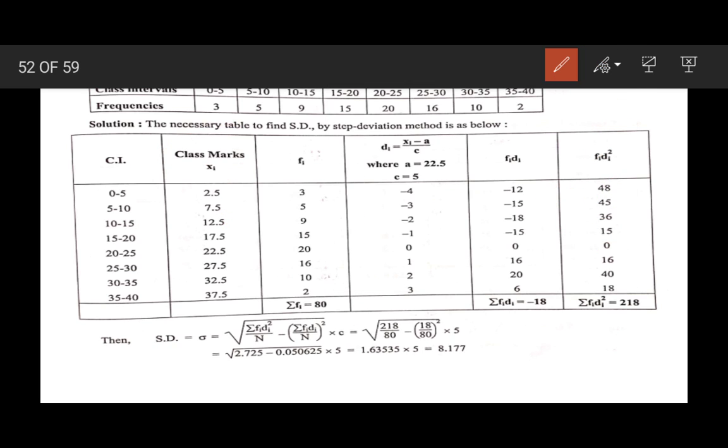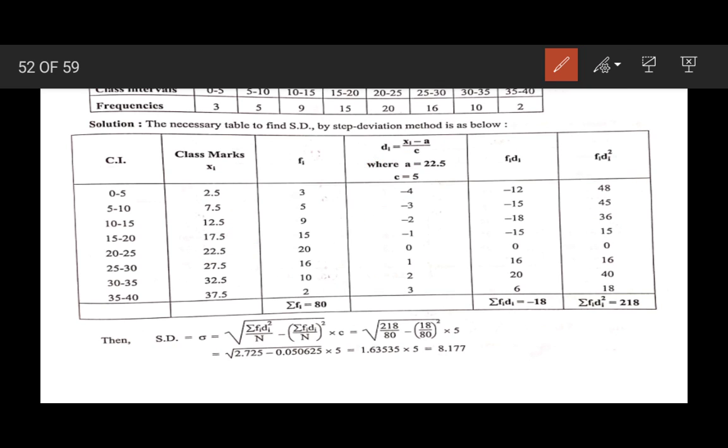Now we are going to use the step deviation method. In step deviation method we have to select A. A will be some middle value, right? So I am selecting 22.5 because n is 8 values, an even number, so we can't get the exact middle value. Hence either we have to select 17.5 or 22.5, any value. So I am selecting 22.5 as A. Then C is the difference between 2.5 and 7.5. So difference is 5, so C will be 5.